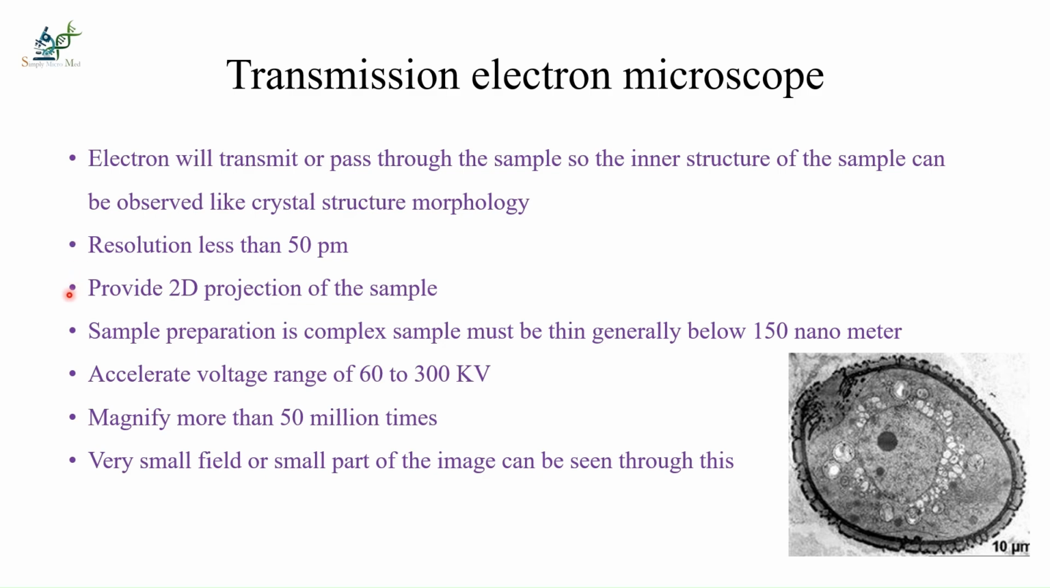And it provides a 2-dimensional projection of the sample. The sample preparation is complex when compared to the scanning electron microscope, and the sample must be thin, generally below 150 nanometer. It accelerates voltage in the range of 60 to 300 kV. It magnifies more than 50 million times. And a very small field or small part of the image can be seen through this transmission electron microscope when we are comparing with the scanning electron microscope.